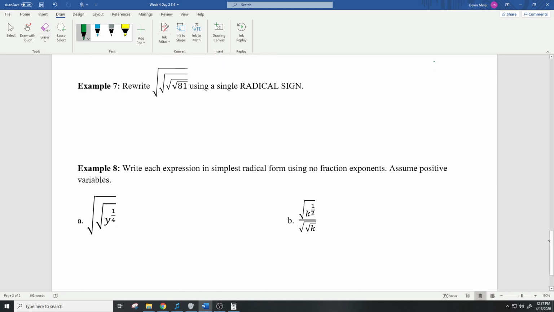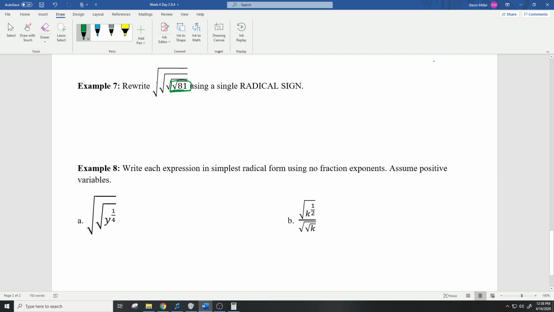Example 7. Rewrite this. We have 1, 2, 3, we have 4 square roots of 81 using a radical sign. Again, this one, you should always look on the very inside and see if you can simplify what's in here. Kind of ignore all the square roots except for just the inside one here, the square root of 81. So we can actually get rid of this square root because 81 is a perfect square. What is the square root of 81? That's 9. 9 times 9 is 81.